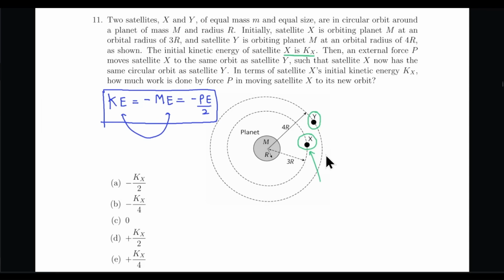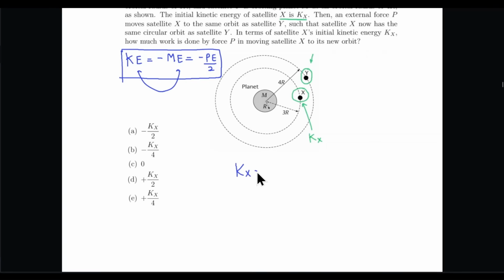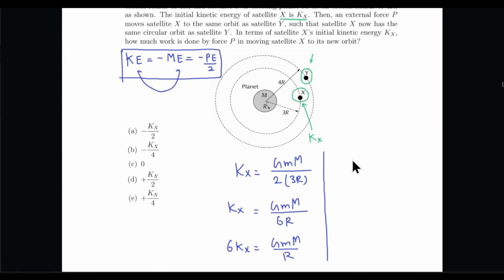So at this point, the kinetic energy is already given as kx. The kinetic energy at x is going to be G m capital M over 2 times the r, which is 3r. So this comes out as G m capital M over 6r, or multiplying by 6 on both sides, 6kx is equal to G m capital M over r. Likewise, ky will be G m capital M over 2 times 4r. 4 times 2 is 8, multiply by 8 on both sides, so 8ky is equal to G m capital M over r.